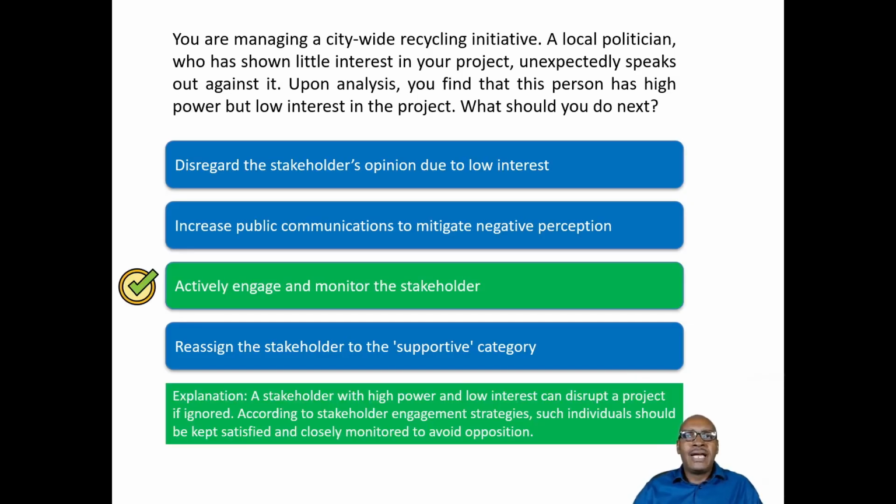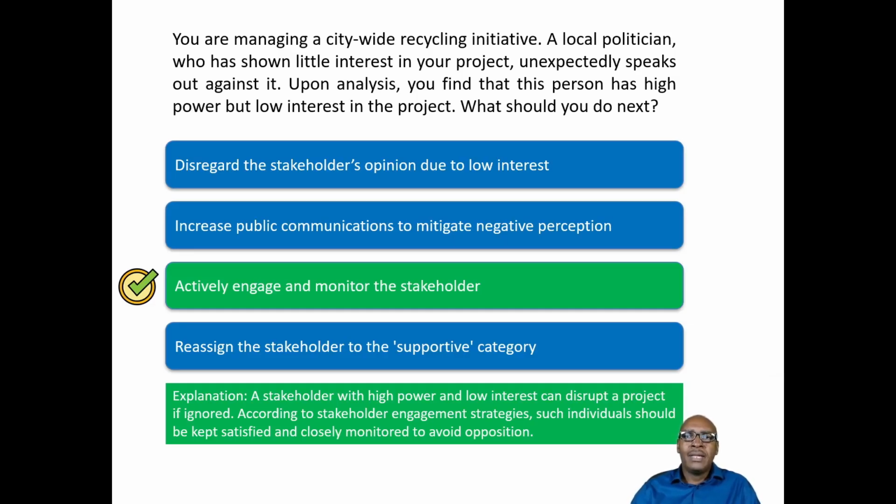So let's take a look and see what the answer to this question is. Here we are saying that you should actively engage and monitor the stakeholder. Why do we say that? It is because in the question it says that this stakeholder is a local politician who has shown little interest, so there's little interest in the project, and he unexpectedly speaks out against it. Upon analysis, you find that the person has high power, he's a politician, but low interest. And if you remember from the power interest grid, we manage stakeholders with high power and low interest by monitoring and keeping them engaged. That is why we select that answer.